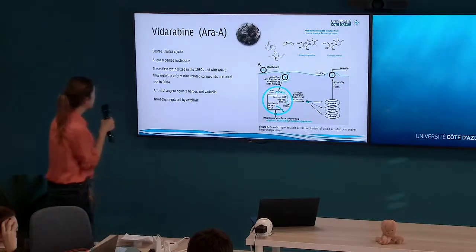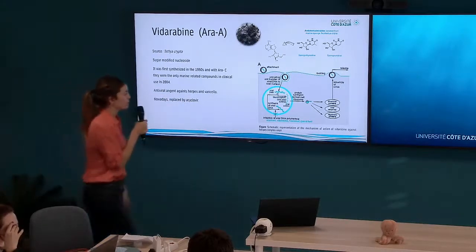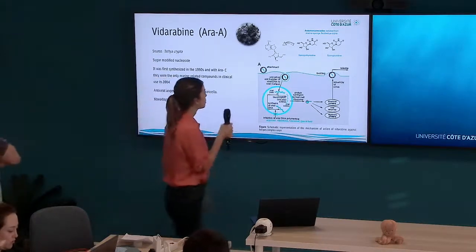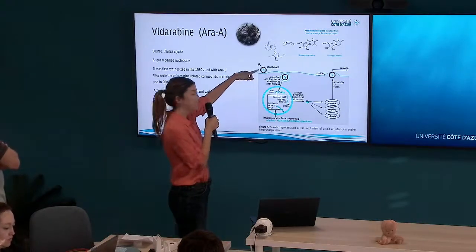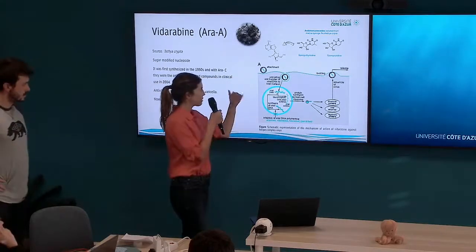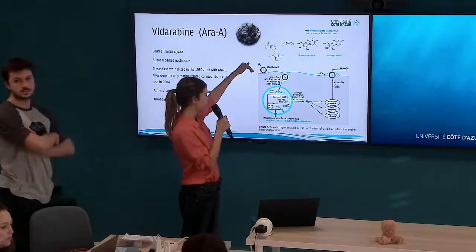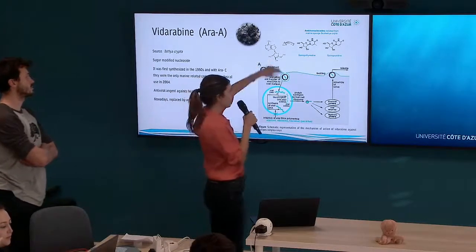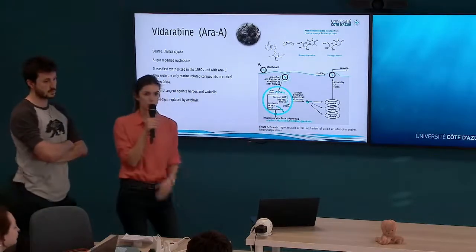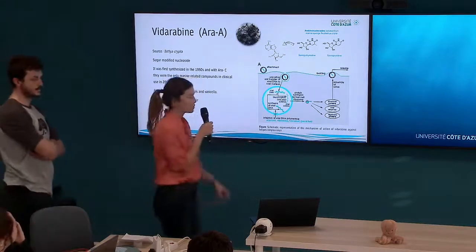Vidarabine is used as an antiviral agent against herpes and varicella. Here I have a representation of the mechanism of action against the herpes simplex virus. Here we can see the virus. We have the capsid, and some structures that are like hooks. This makes the virus very site-specific, so it can recognize the host cell, attach first, and by different mechanisms penetrate the host cell. Once inside, there is a process called uncoating, where the capsid dissipates and releases the genome.